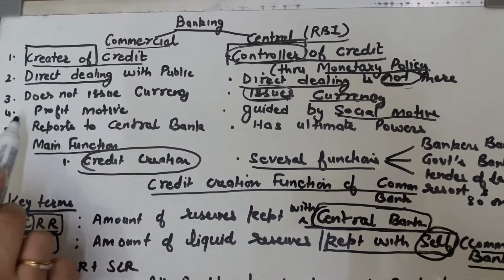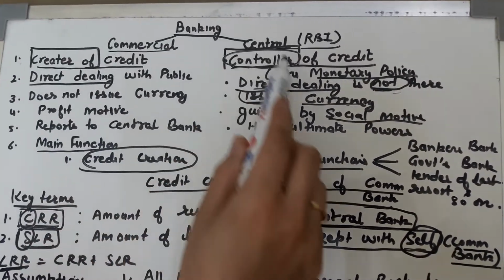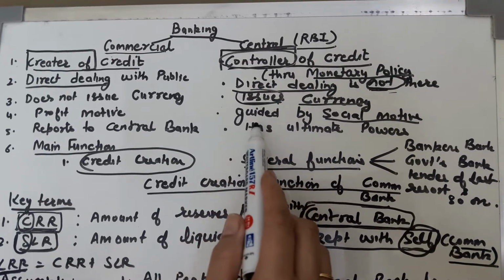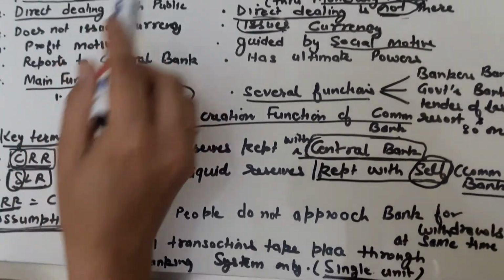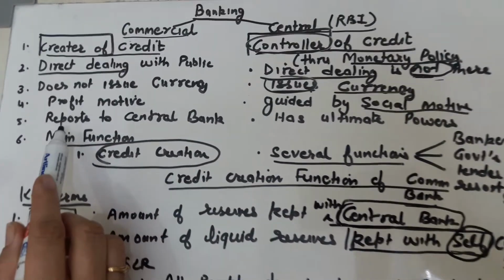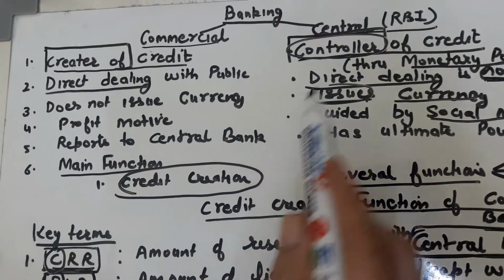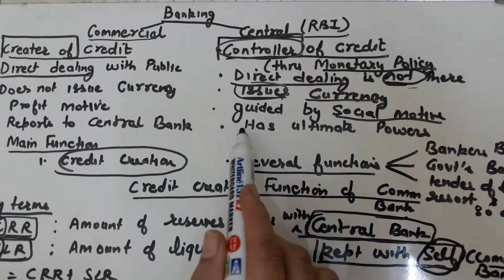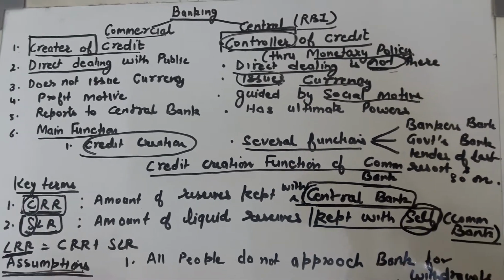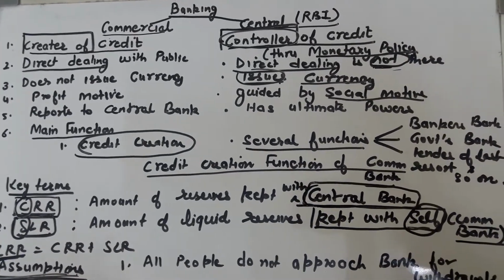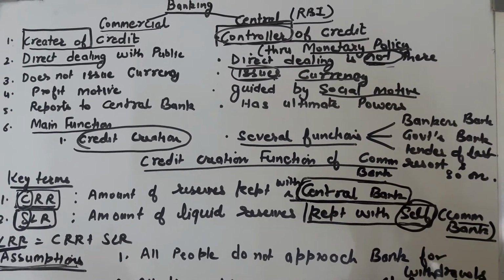Next point is that commercial banks are driven with profit motive and RBI is driven by social motive. Next point is commercial bank has less power and authority as it reports to central bank, whereas central bank is the apex bank and has the ultimate powers. So these are some of the basic points of differences between commercial bank and central bank. You can refer to your textbook for elaboration.